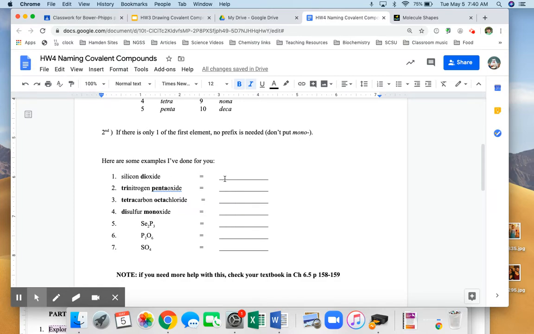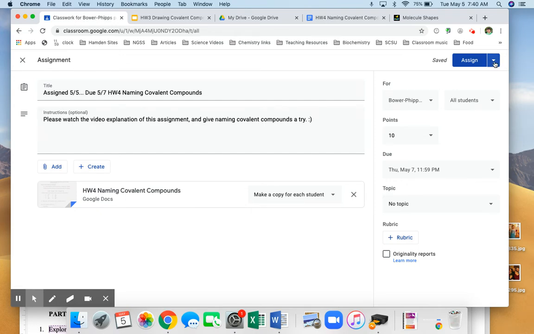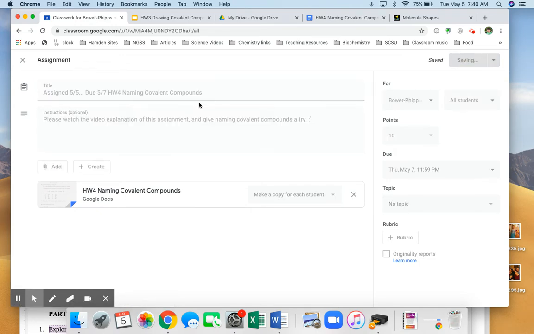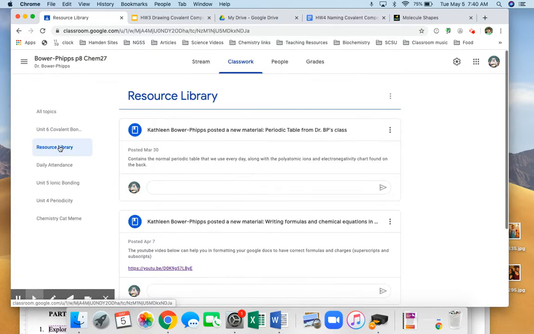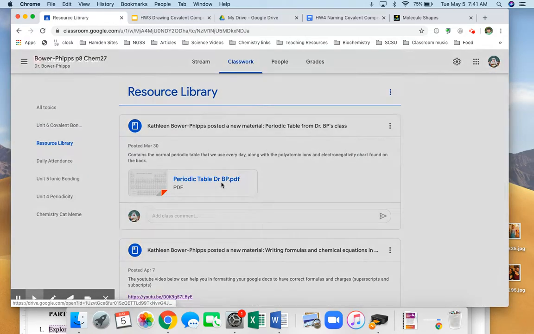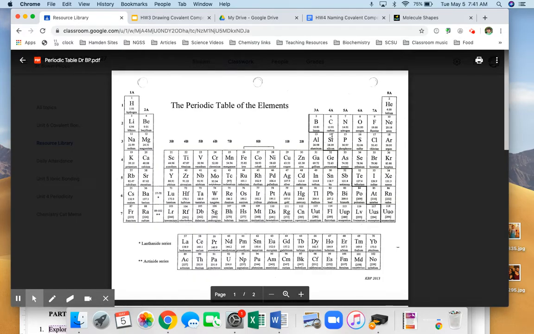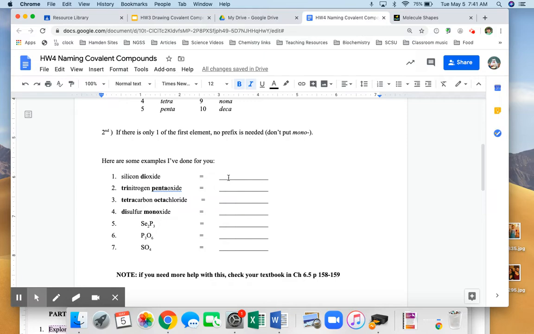So silicon. How do I find these element symbols? You look back in your resources folder, and in the resource library, remember we have our periodic table. So silicon is Si. So I'm going to put, for my answer here, Si, there's only one of them, and then dioxide, di meaning 2.